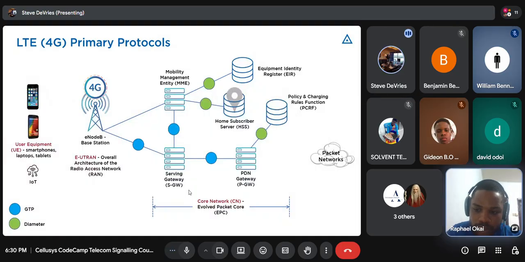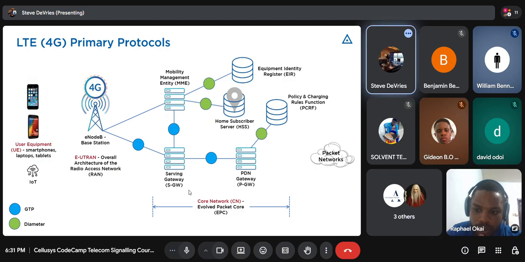Yeah, Diameter is a kind of replacement of SS7. So Diameter is doing things like authentication, location updating, any changes to your profile. Any communication between the mobility management entity and the HSS, instead of being SS7, is now Diameter. It's just a different type of protocol.